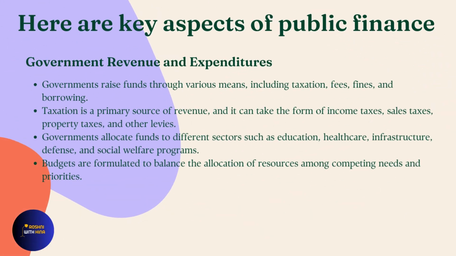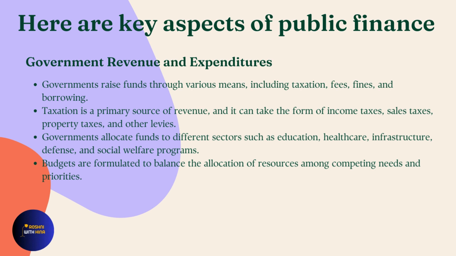Here are key aspects of public finance: government revenue and expenditures. Governments raise funds through various means, including taxation, fees, fines, and borrowing. Taxation is a primary source of revenue, and it can take the form of income taxes, sales taxes, property taxes, and other levies.